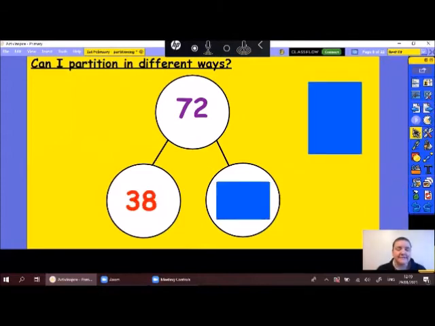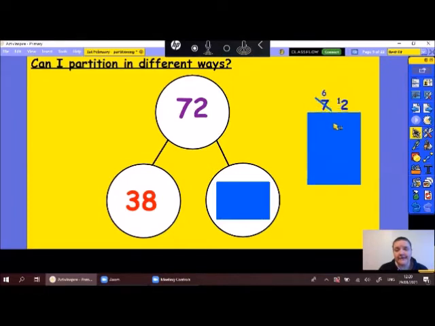So we still have 72 as our total, but this time I've put 38 into one of our parts. I want you to see if you can work out what goes in the other circle. And I've used my fact families to work it out because I know I've got 72 and 38. So under here, I've done a sneaky column subtraction. I've done 72, take away 38. Pause the video to find the answer for me.